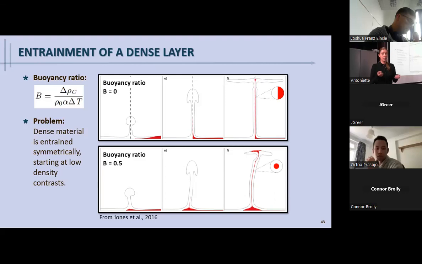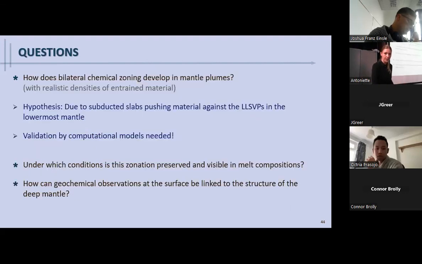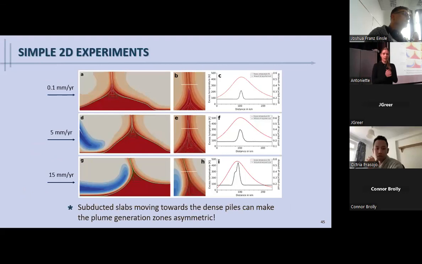And so we had the idea, well, maybe we can't look at the plume alone. Maybe we also have to look at subduction and the subducted slabs and how they influence this process. And maybe that can make a difference. And so we wanted to test this also in numerical models to see if that actually would have an effect. So let's start looking at a simple model where we only look at the lowermost part of the mantle.